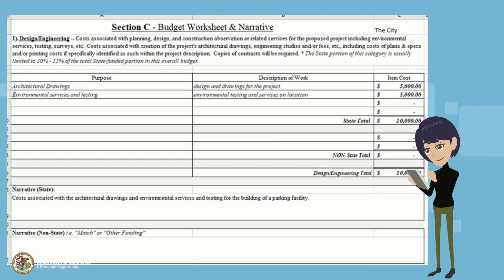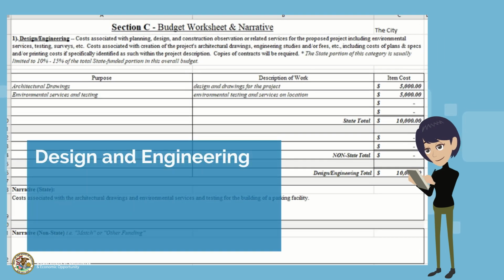Next is the Design and Engineering tab. In this example, we're allowed to use a maximum of 15% of total grant funds. Now we will enter what the $10,000 will be used for in the project.